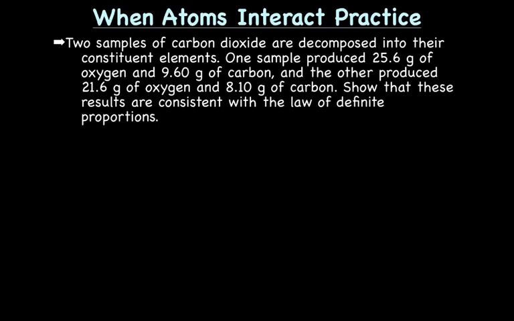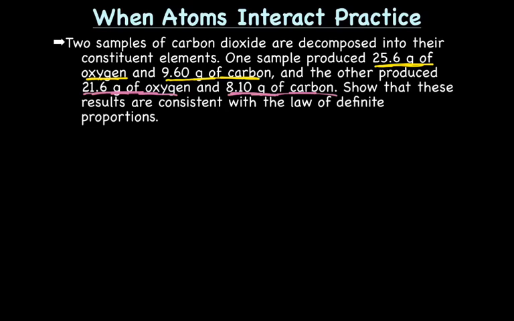We have 2 samples of carbon dioxide, and they're decomposed into their constituent elements, meaning carbon and oxygen. One sample produced 25.6 grams of oxygen and 9.6 grams of carbon. The second sample produced 21.6 grams of oxygen and 8.1 grams of carbon. Show that these results are consistent with the law of definite proportions.